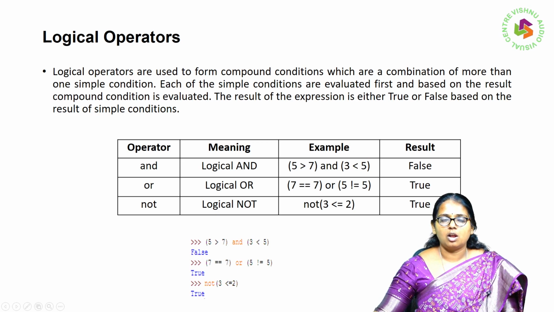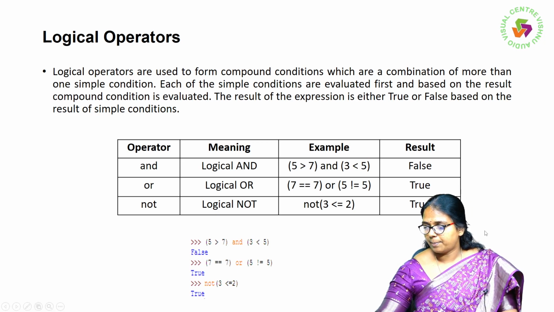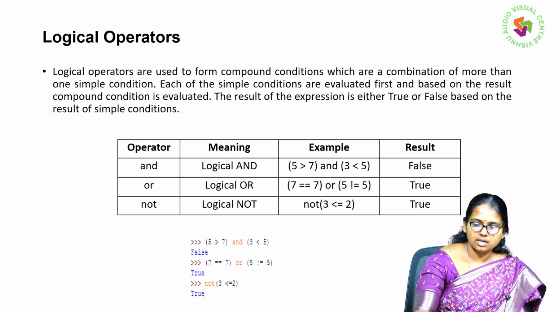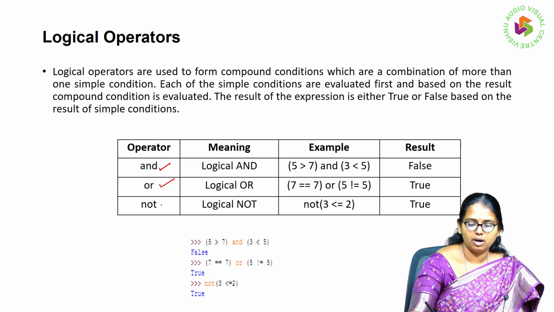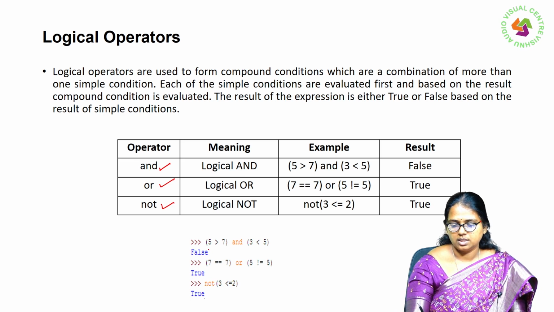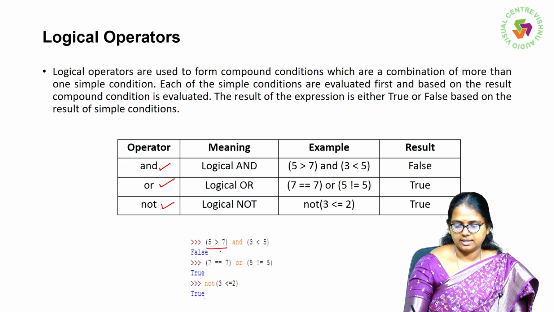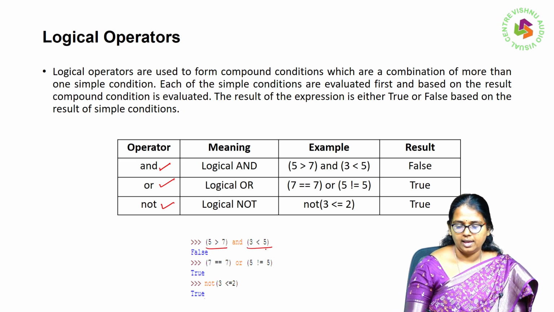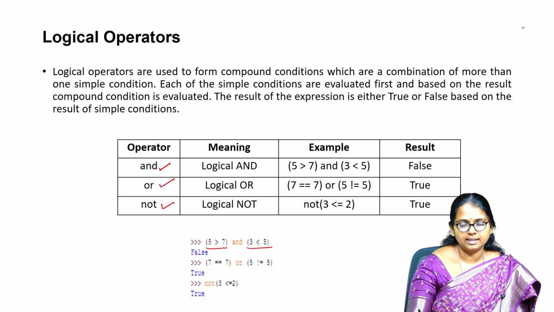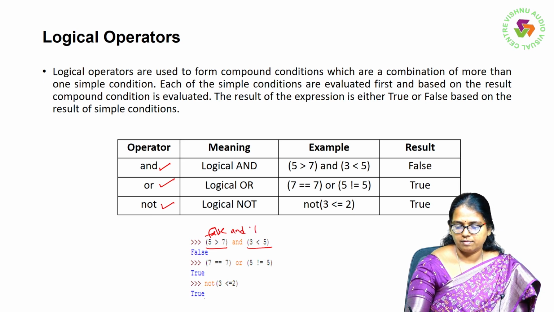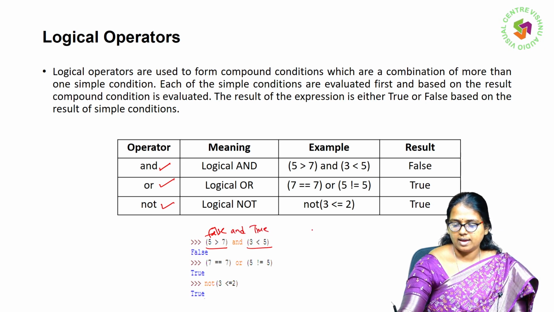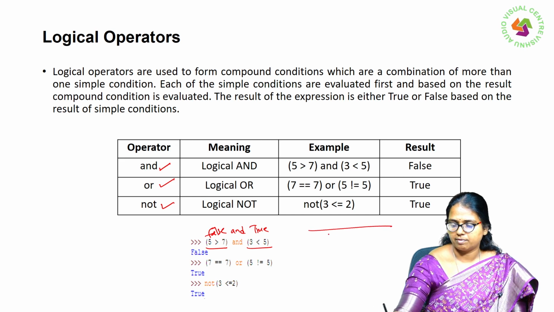Next, logical operators. In Python, logical operators are represented by the names and, or, not. See this example: 5 greater than 7, and 3 less than 5. 5 greater than 7 is false, and 3 less than 5 is true. Logical operators always perform according to this truth table.